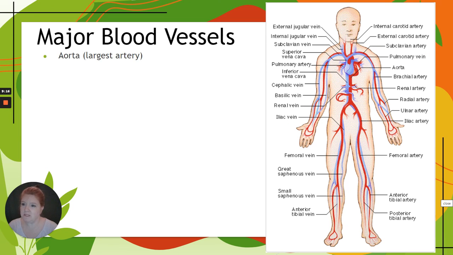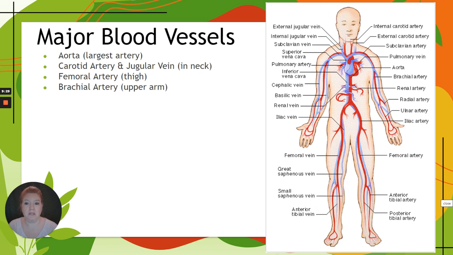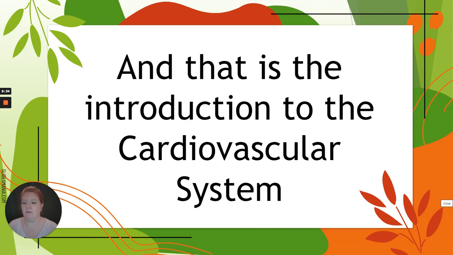Some of the major blood vessels: the aorta is the largest artery. The carotid artery and the jugular vein are both in your neck. The aorta is right coming out of your heart. The femoral artery in your thigh, the brachial artery in your upper arm, the hepatic artery to your liver.